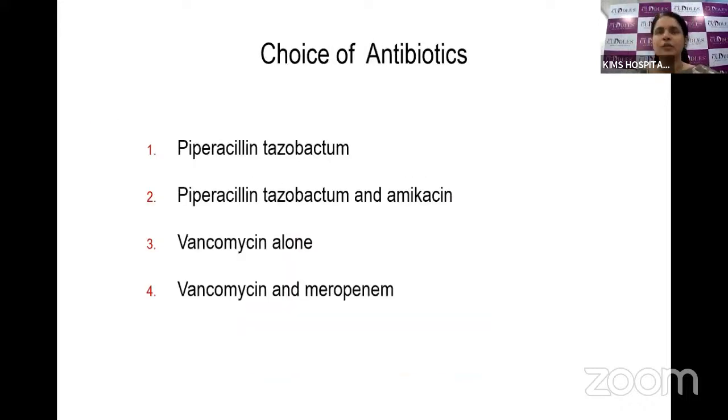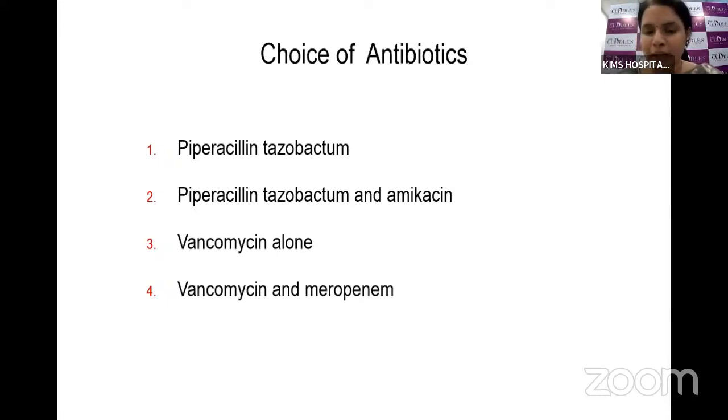So, in any case of uncomplicated urosepsis, where the baby is absolutely asymptomatic, you may consider treating the baby with a single antibiotic. You can either choose to give piperacillin tazobactam alone or amikacin alone. If the baby has a urine culture that is growing a certain bacteria which is isolated, you can base the further treatment on the sensitivity pattern.